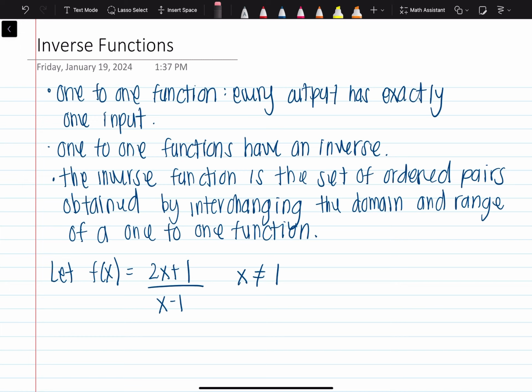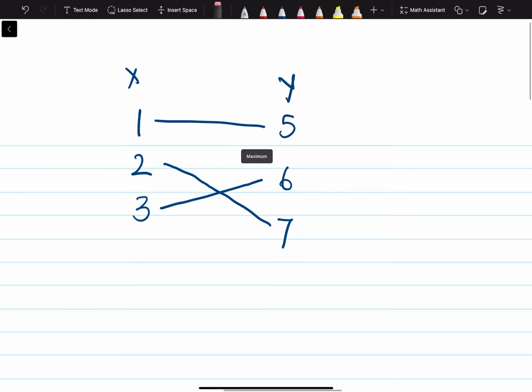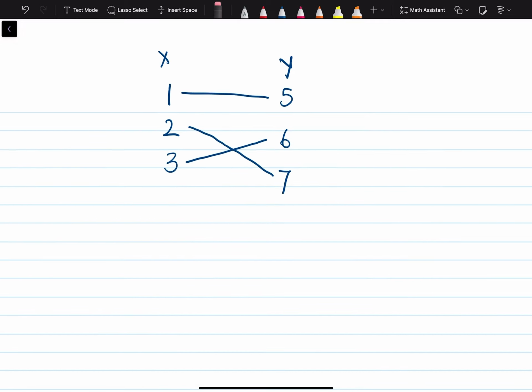Now, what is the inverse? The inverse function is the set of ordered pairs obtained by interchanging the domain and the range of a one-to-one function. That sounds like a lot, but essentially, if this was my function, which is one-to-one because every output, every y, has exactly one x, and I call this function f of x, the inverse, which we denote through a little -1 exponent, but we do not say f to the -1 exponent, we just say f inverse, is going to be... let's rewrite this over here.